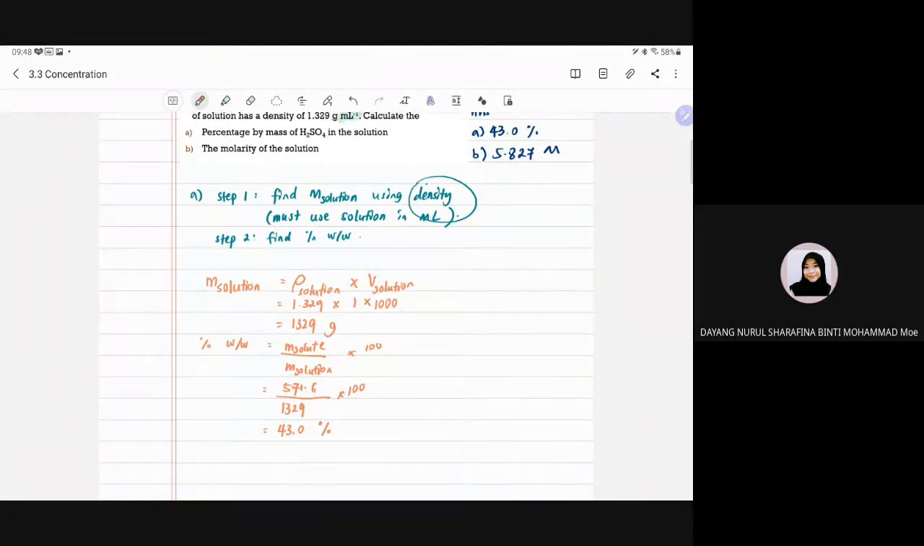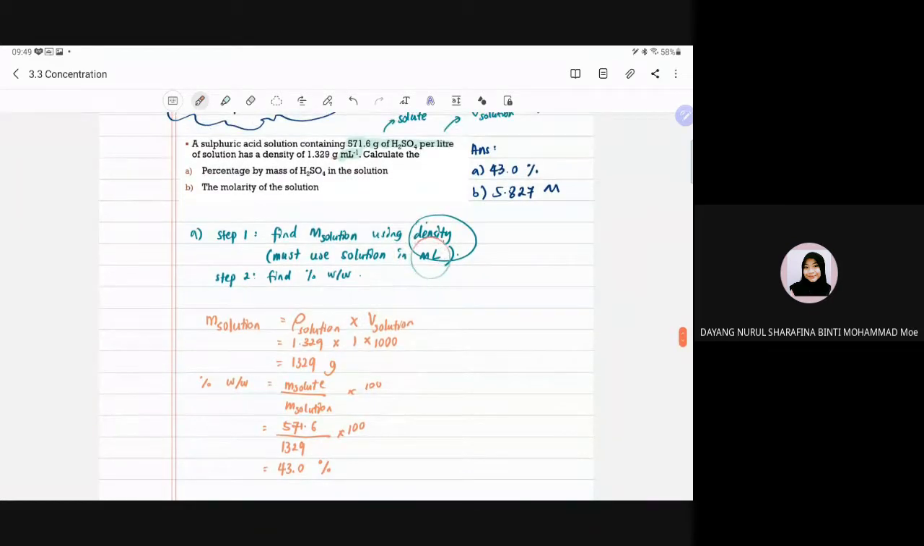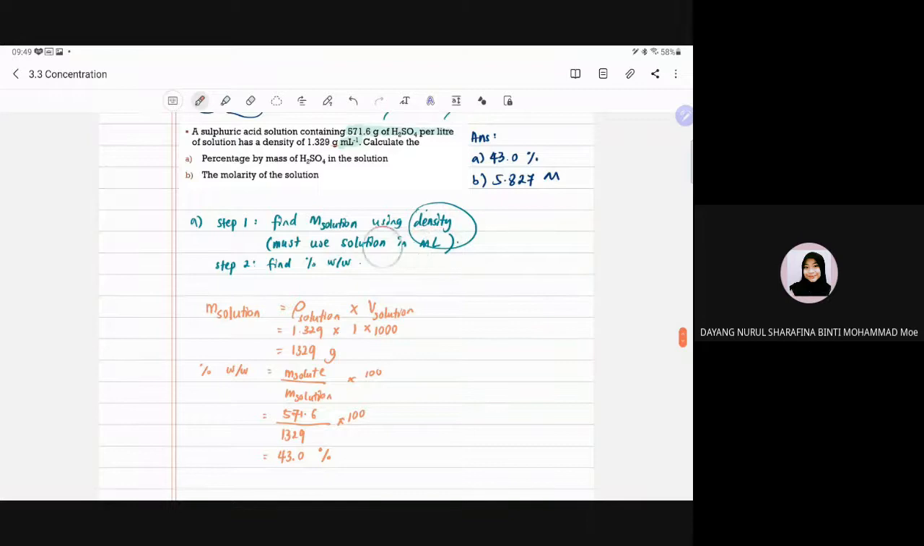Ya, kena tukar. Kan saya dah cakap dah ni. Mesti guna solution dalam bentuk ml dahulu. So, kena darab 1000. Kalau kamu tak dapat darab, kamu tak dapat jawapan ni. Okay? Kamu akan dapat nilai dia kecil, so dia akan dapat sangat besar. Lebih daripada 100%. That is impossible. 571.6 bagi 1329. Dapatlah jawapan dia. Okay. Itu bahagian A. Kan saya sudah tulis di sini.